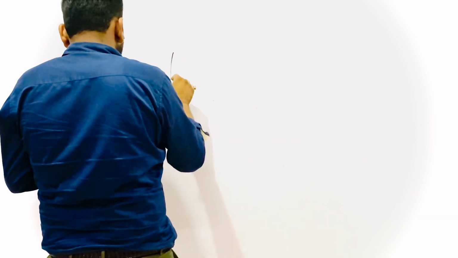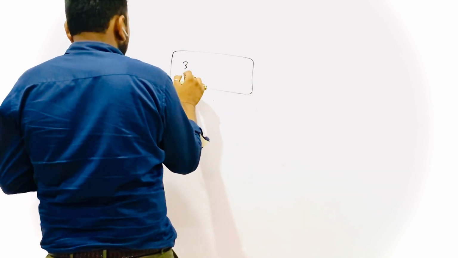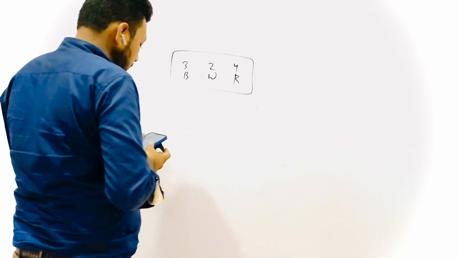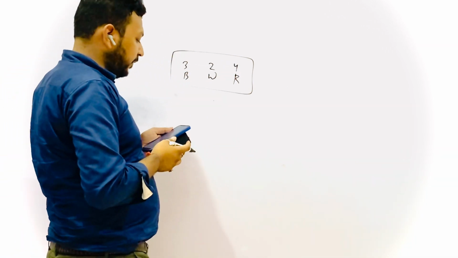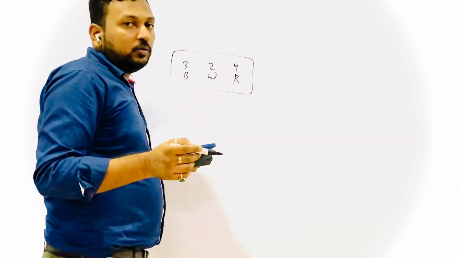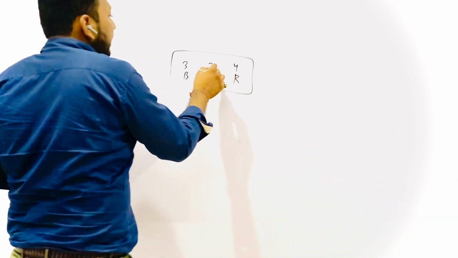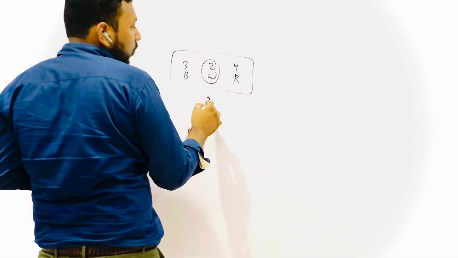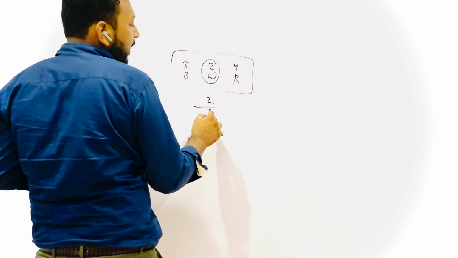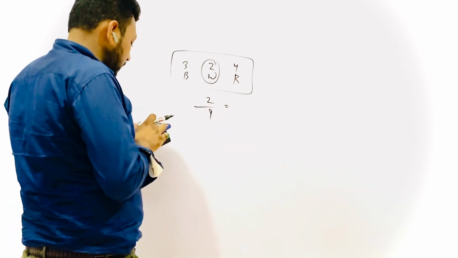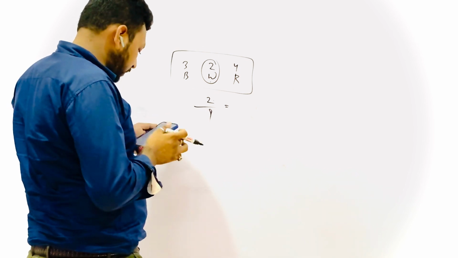Coming to example number 8. A box contains 3 blue, 2 white and 4 red marbles. If a marble is drawn at random, what is the probability of getting a white? Suppose there is only one white marble and so many other marbles, the probability of getting a white marble randomly is very low. So it depends on how many there are. So the probability will be 2 upon total 9, so 2 by 9, the probability of getting a white.